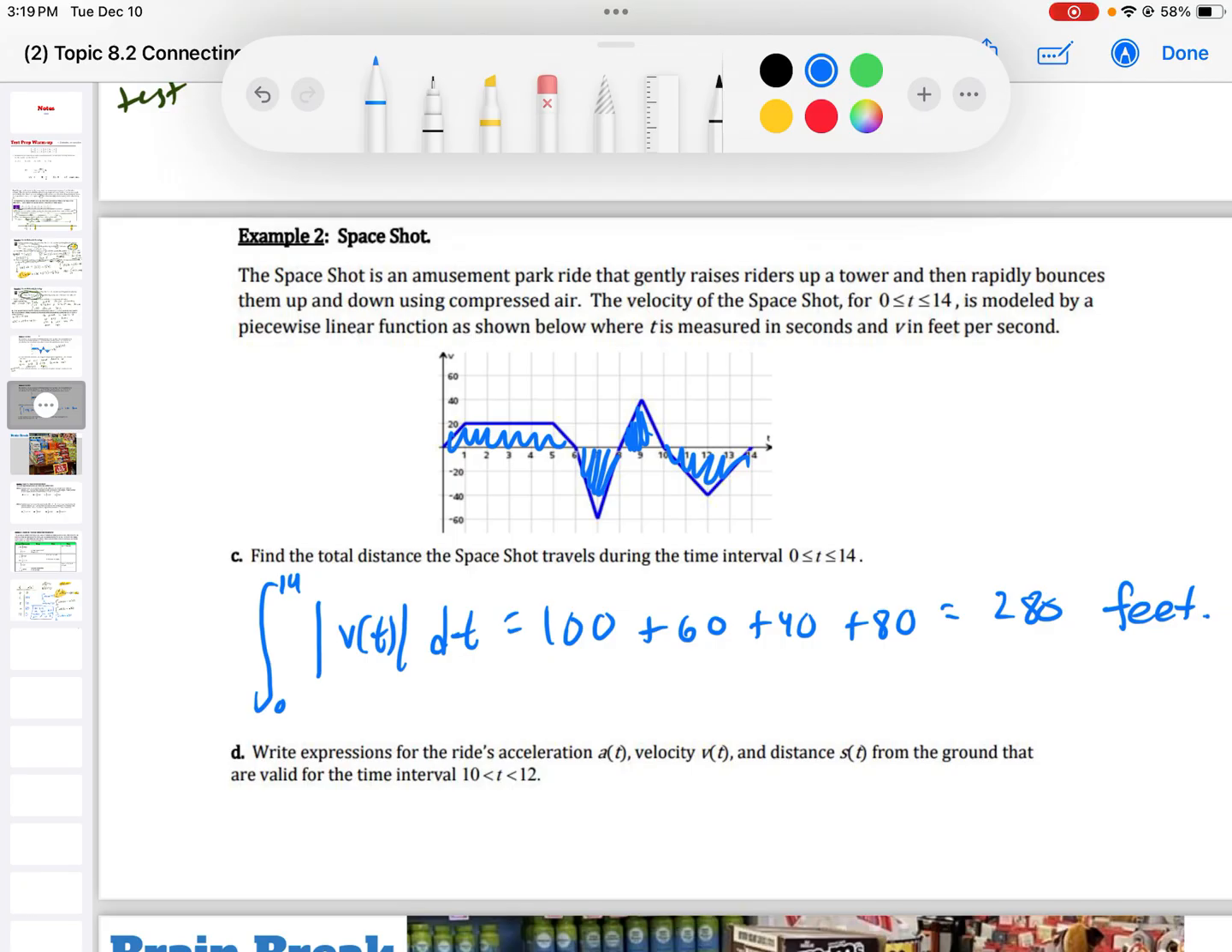The displacement is 0, right? It ended up where it started. But the total distance traveled, because it's going up, it's going down, it's going up, it's going down, 280 feet. Okay, write an expression for the ride's acceleration, velocity, and distance from the ground that are valid only for 10 to 12.